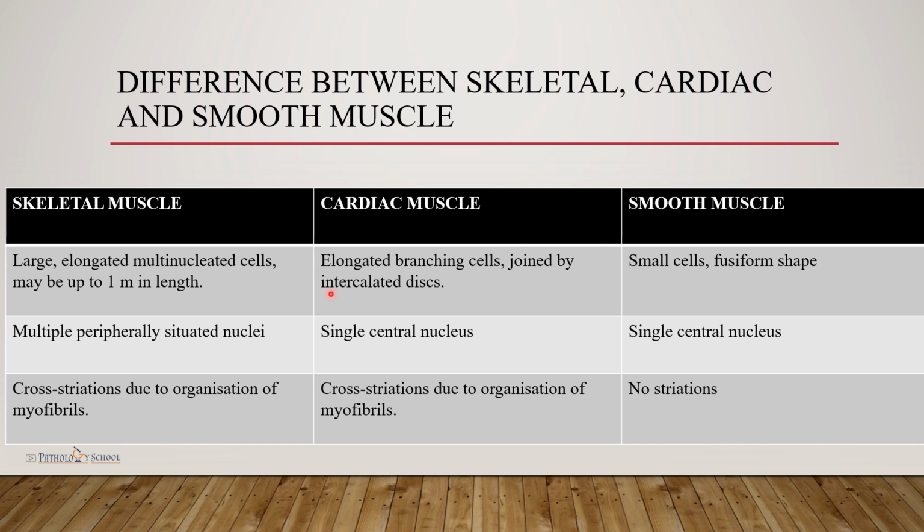The skeletal muscle has multiple peripherally situated nuclei, while cardiac muscle and smooth muscle have a single central nucleus. Skeletal muscle and cardiac muscle show cross striations due to the organization of myofibrils, while smooth muscle shows no striation. These are my references.